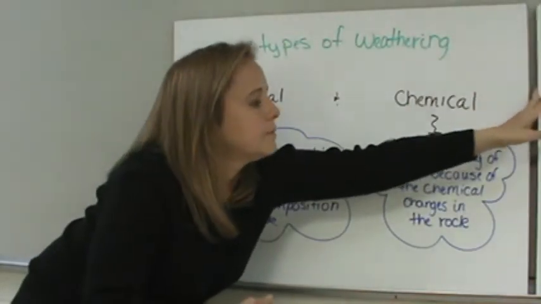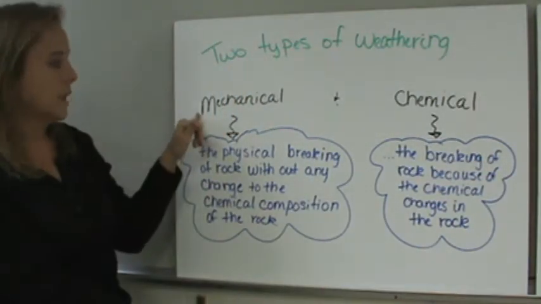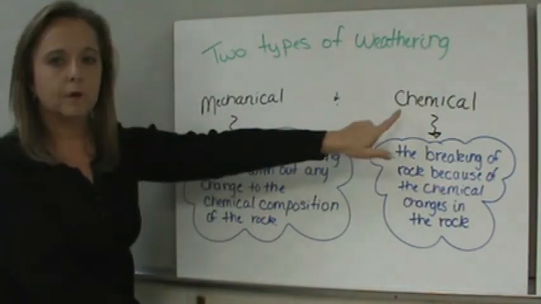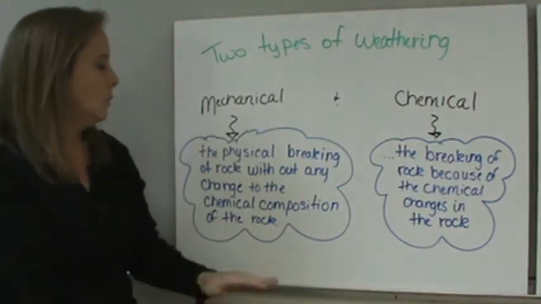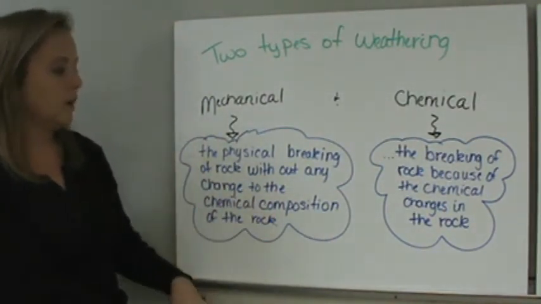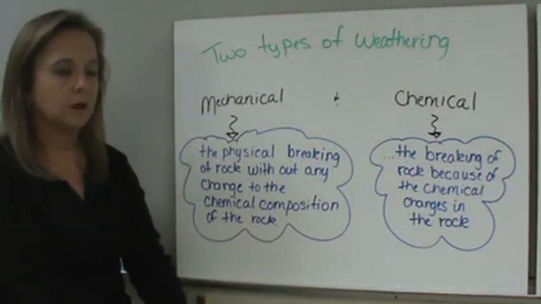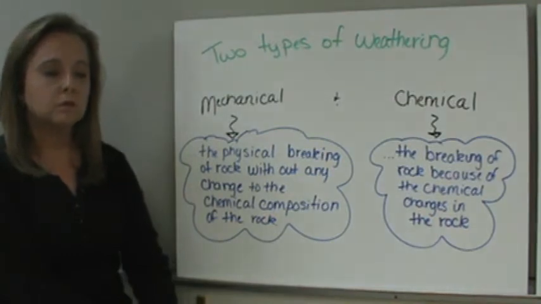There are two different types of weathering that we will discuss. We are going to talk about mechanical, and we're going to talk about chemical. On your note sheet, here's a definition of mechanical weathering. So press pause if you need to, get this definition written down, and then come back, and when you do, we'll talk about it.